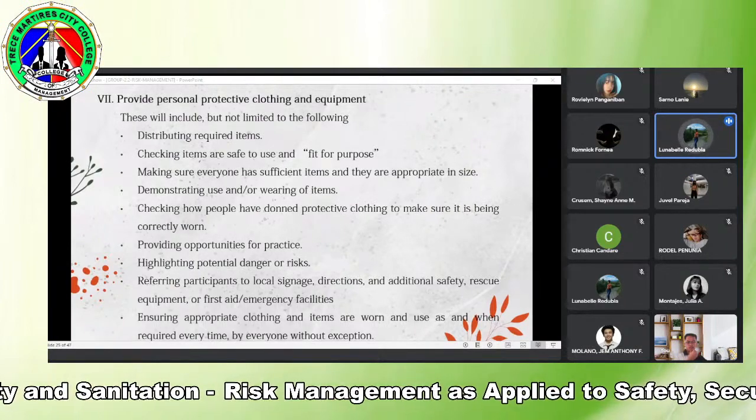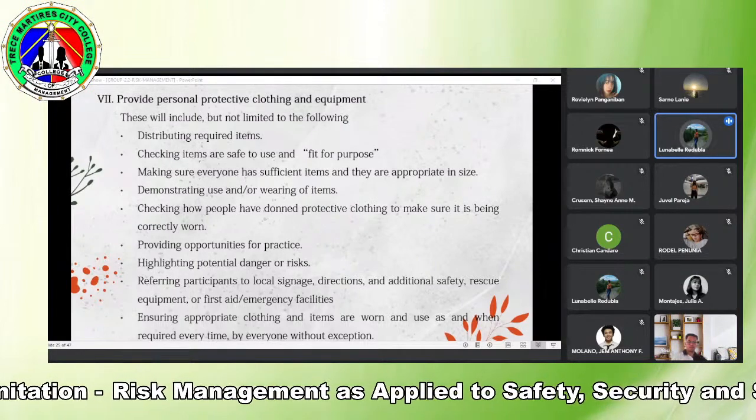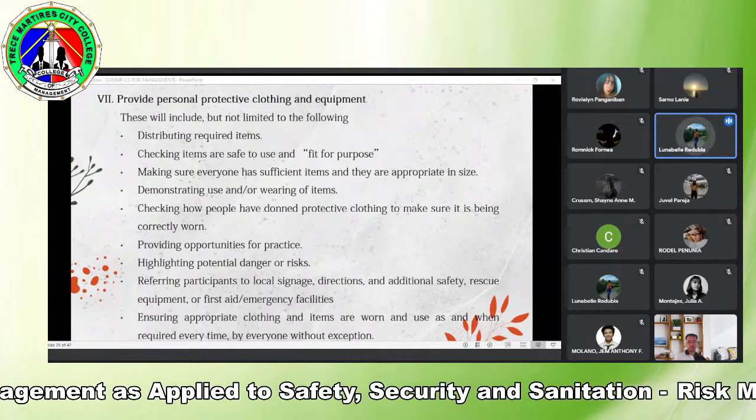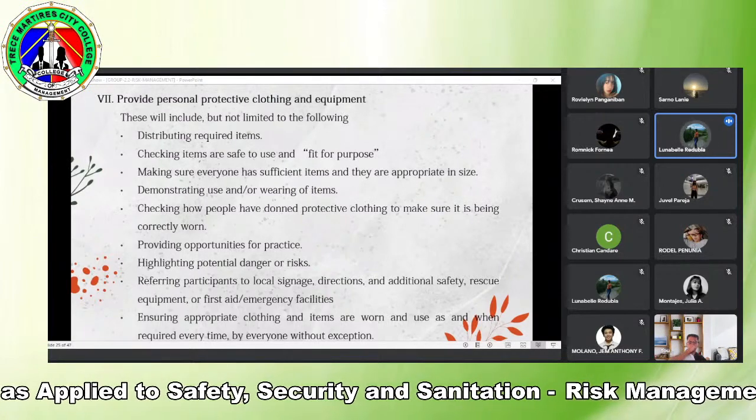So dapat minomonitor po natin yung mga members and tour guides na kung kailan po dapat isuot o kung kailan dapat gamitin yung protective clothing.